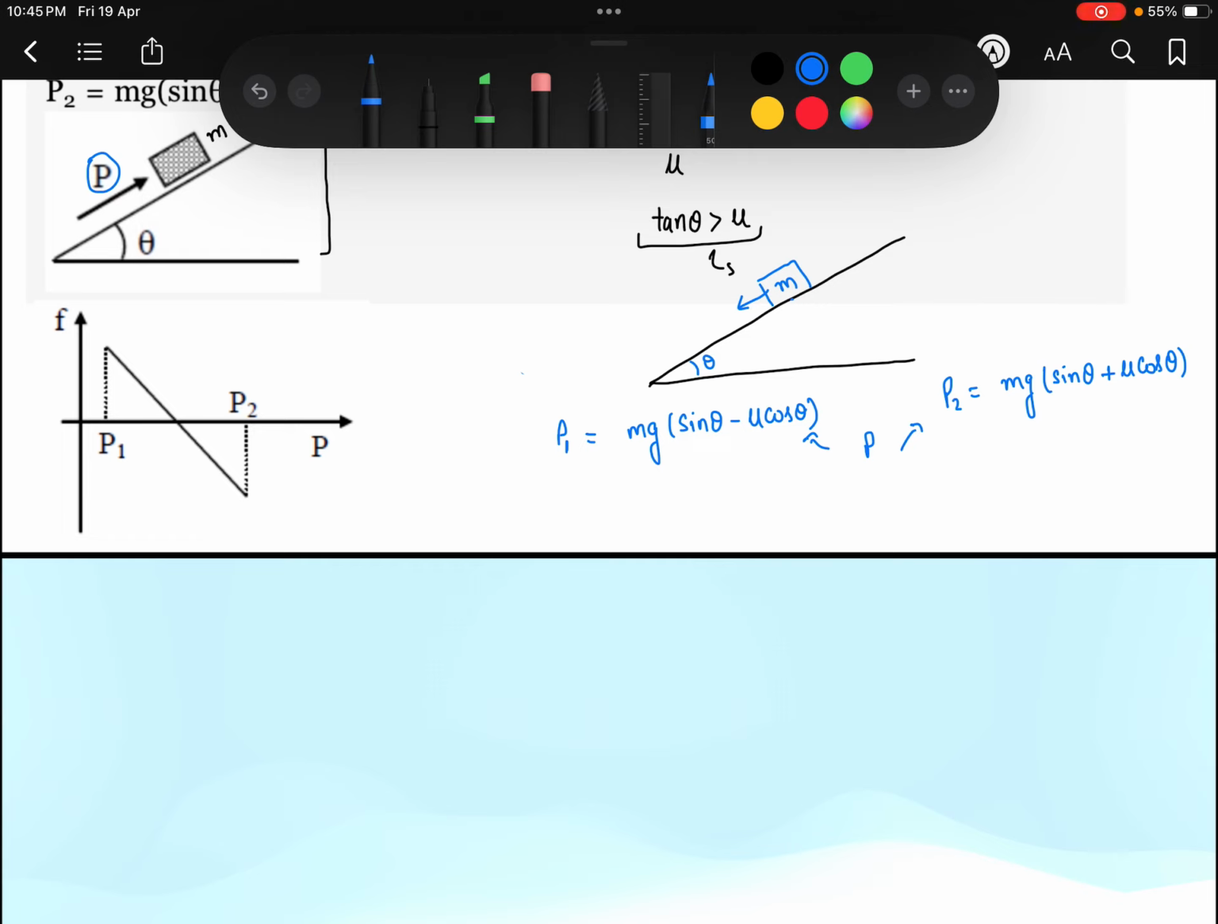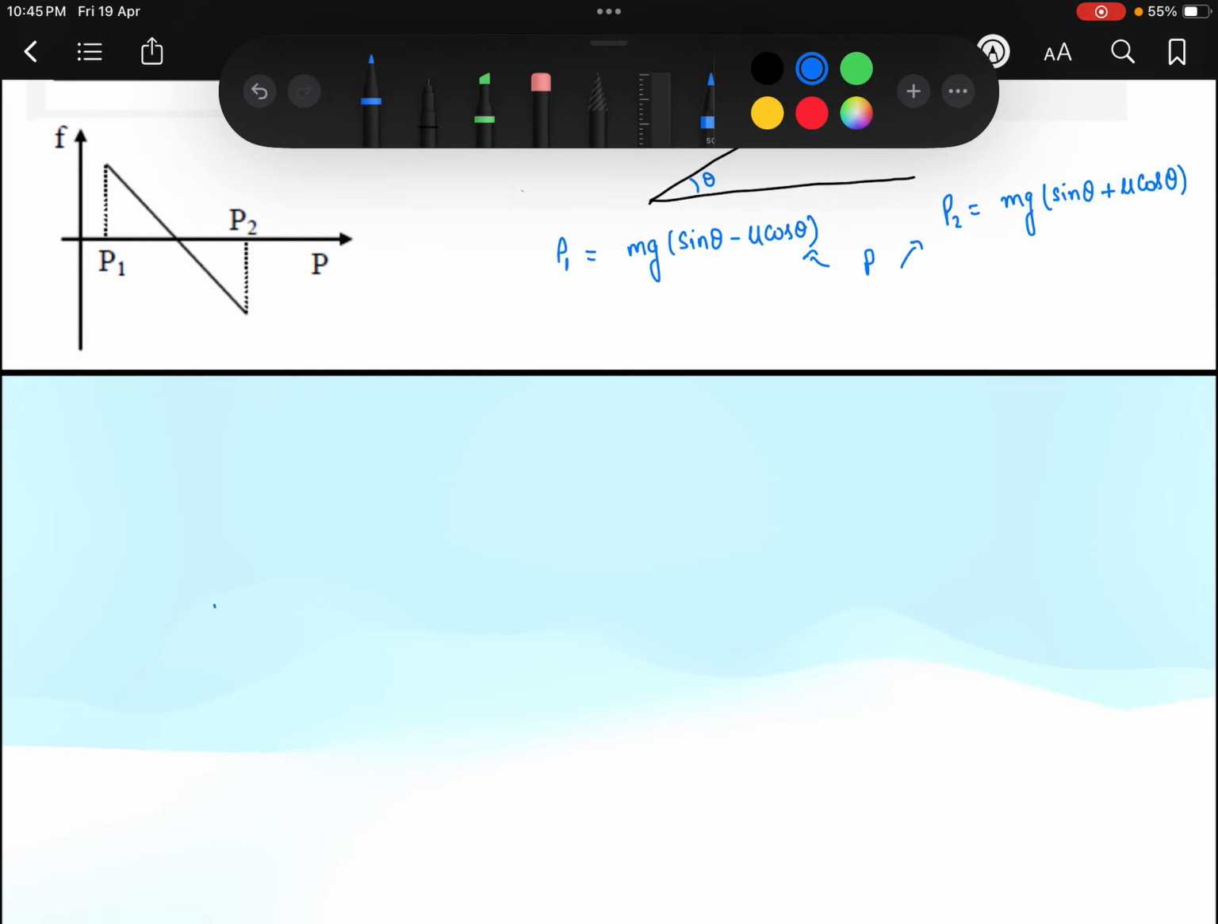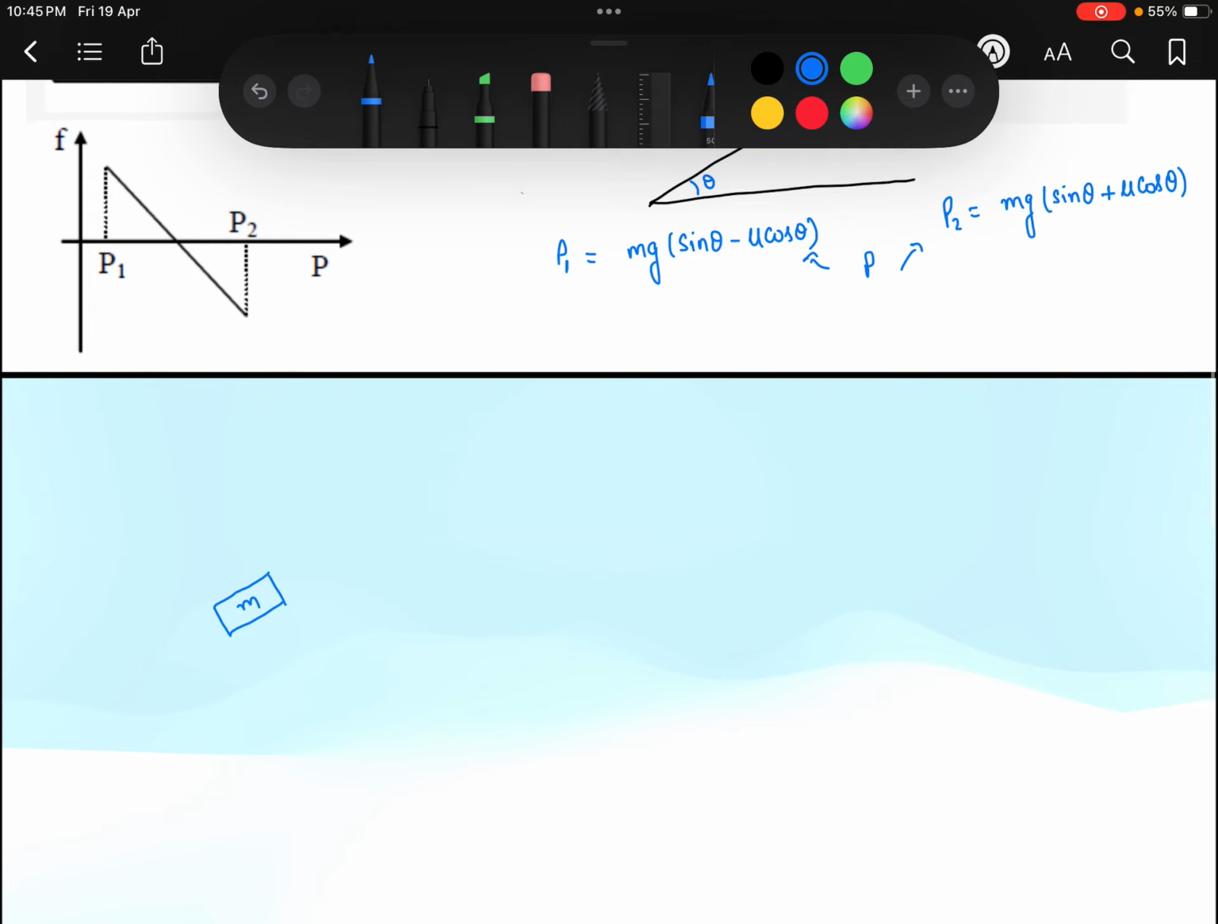Okay, so first of all let us draw the FBD diagram of this block of mass small m. So let us draw here. This is our block of mass m. What are the forces acting on it? So one force will be in downward direction, that is mg, due to the gravitational attraction of the earth. One force will be acting like this, that will be normal force, right? And this angle, as we know, will be theta.